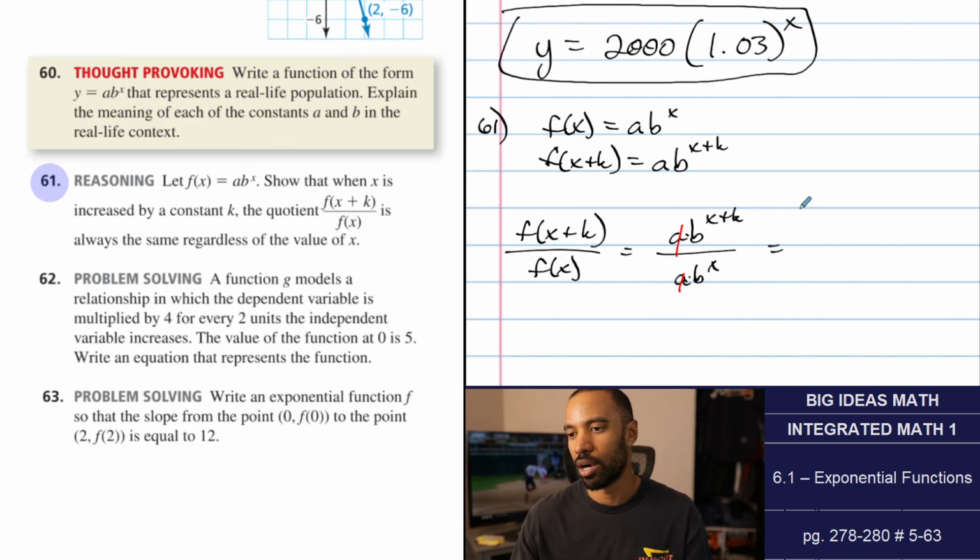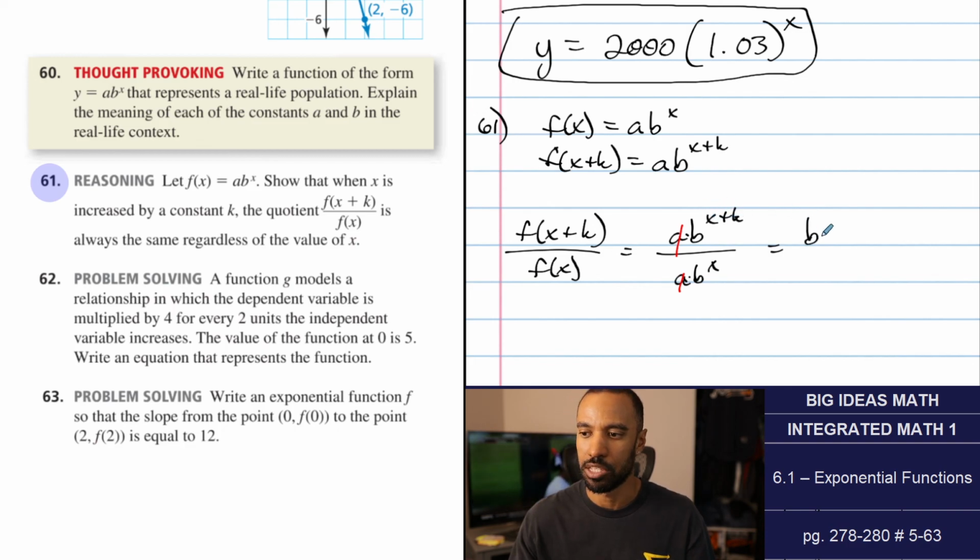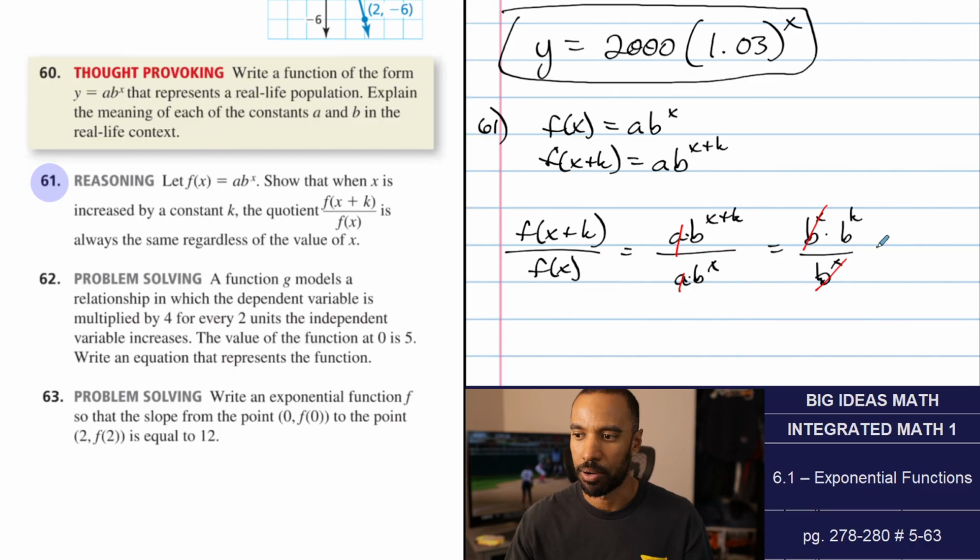Now, here's the part where you'd have to know how these exponential properties work, but a sum of exponents means keeping the base with 2 different exponents right here, b to the x times b to the k, and this is all divided by b to the x power, so I can separate it that way to really work it out. Now, b to the x over b to the x can become 1, and you're left with b to the k power.